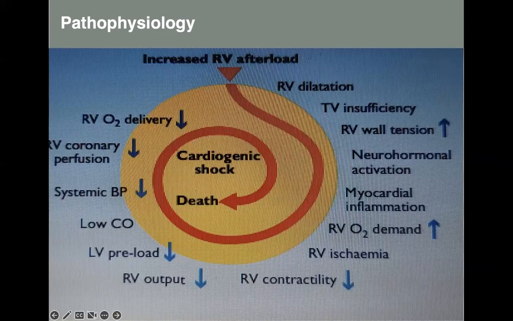So this is talking the same thing, but here what is added is cardiogenic shock. The shock which you get here is cardiogenic shock, and if you do not manage it, you'll end up in death.